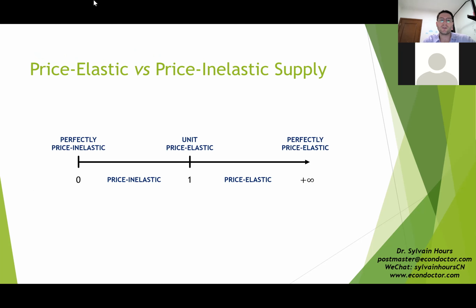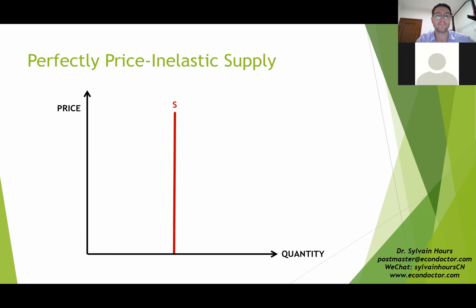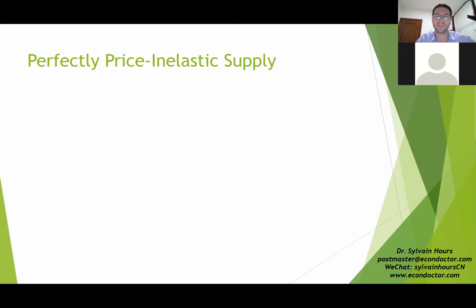You have the summary, okay, so it's positive from 0 to plus infinity. From 0 to 1, price inelastic. 1 to plus infinity, price elastic. 0, perfectly price inelastic, 1, unit price elastic, infinity, perfectly price elastic. Same as demand. You have the graphical representations.